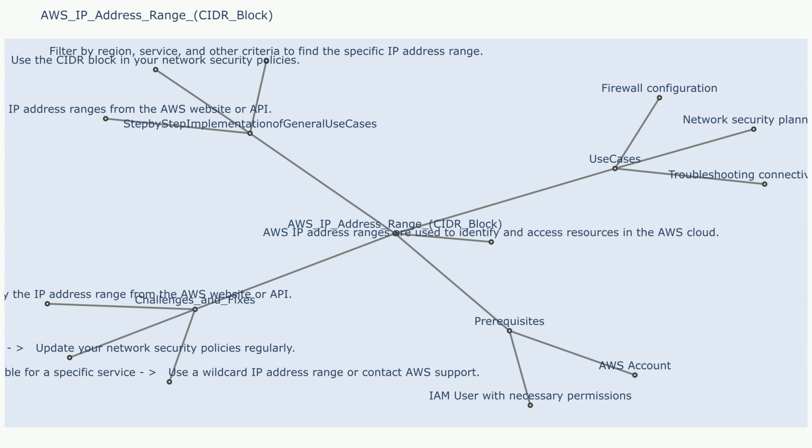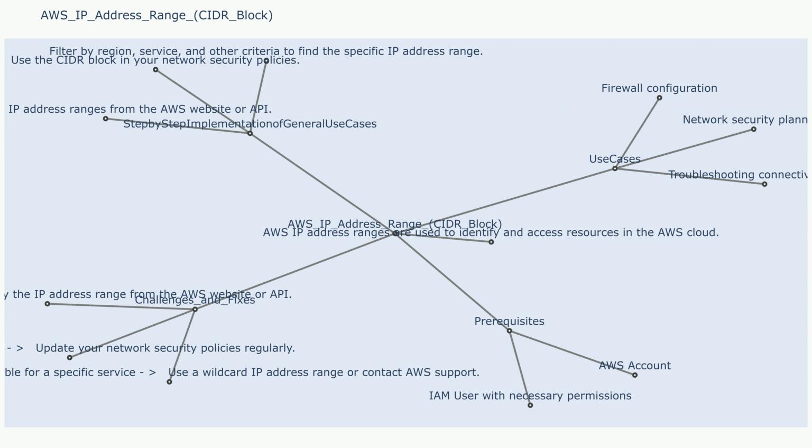No IP address range available for a specific service. Some services may not have a dedicated IP address range. Use a wildcard IP address range if a specific IP address range is unavailable. You can consider using a wildcard IP address range to allow access to the service.